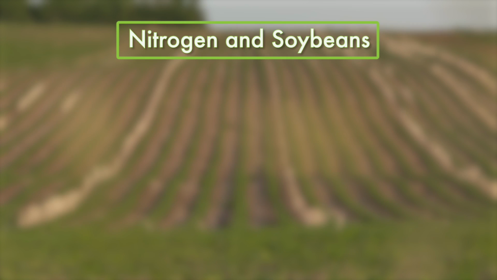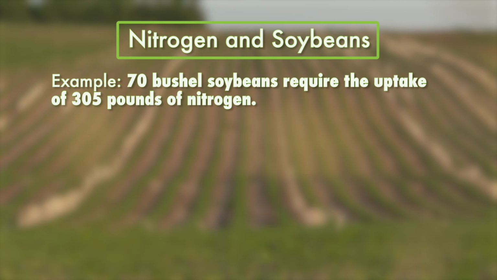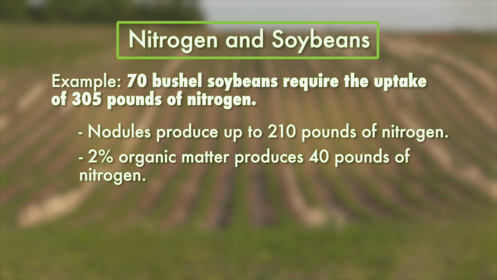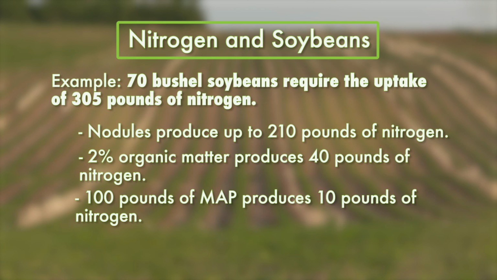Let's take this example. 70 bushel soybeans require the uptake of 305 pounds of nitrogen. Nodules can produce up to 210 pounds. If soil had 2% organic matter, that may give you another 40 pounds of nitrogen. If you had applied 100 pounds of MAP to meet most of your phosphorus demand, you'd get about 10 more pounds of nitrogen, but even with all that, you're still 45 pounds short.